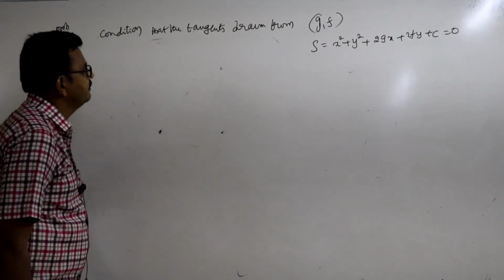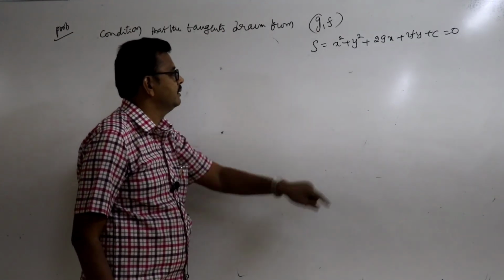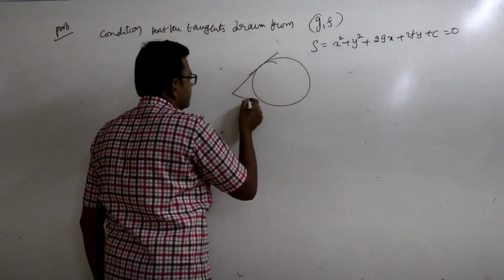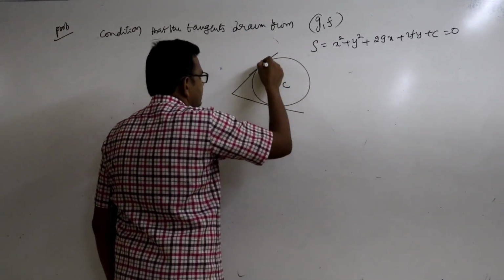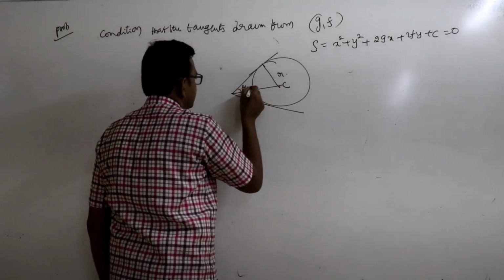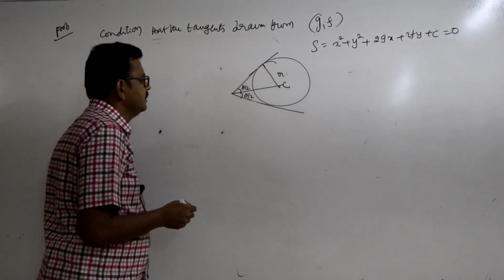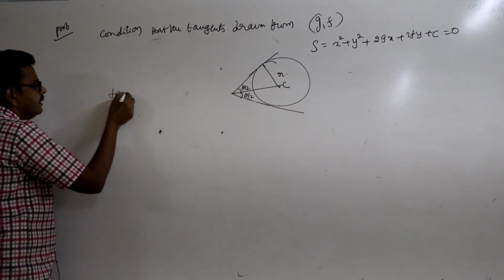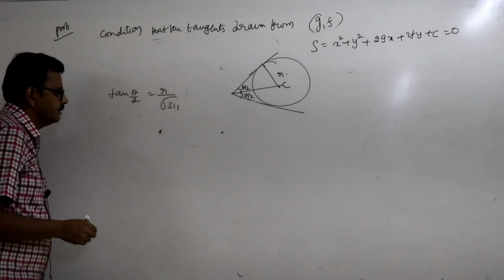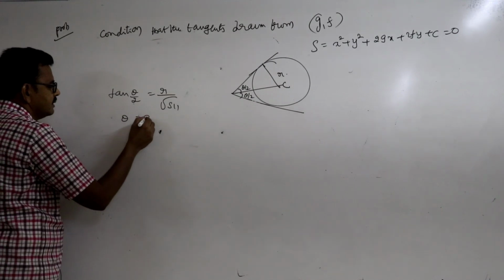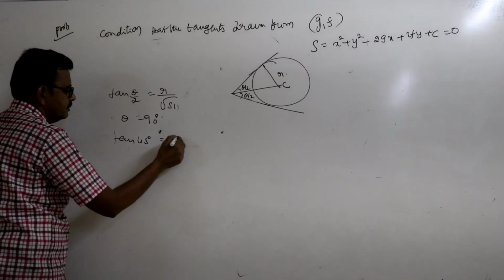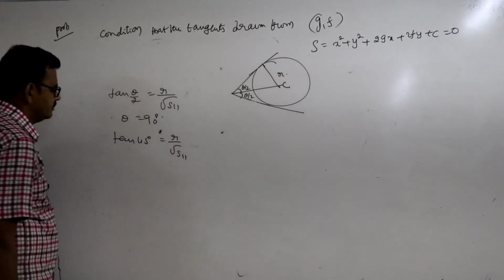The condition that the pair of tangents drawn from the point (g, f) to the circle are perpendicular to each other. So, this is the center and this is the radius. So, this is theta by 2. Using the formula tan(theta/2) = r/root(S11), theta is equal to 90 degrees. Therefore, tan 45 = r/root(S11).